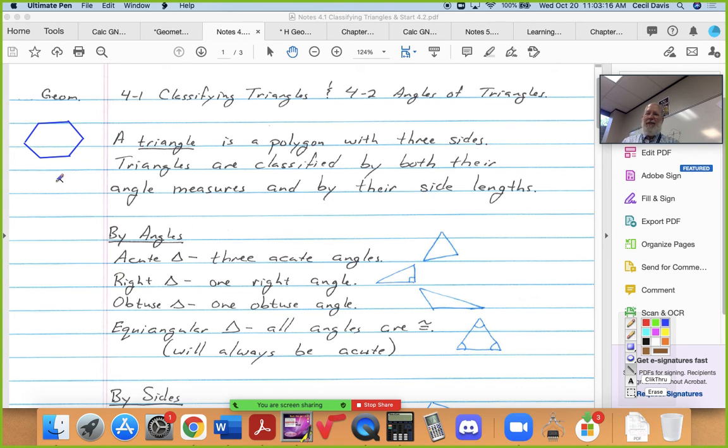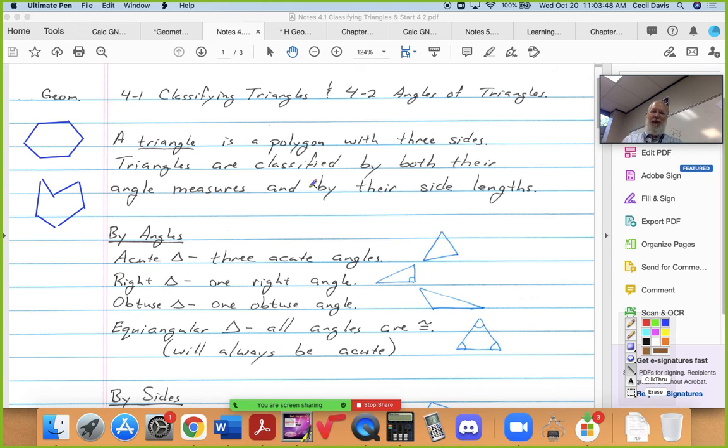That's a hexagon, and although we'll talk more about this later, so is that. When you saw it in elementary school where it was all perfect and everything was exactly the same, that's called a regular hexagon. This one would be very irregular. But if it only has three sides, then it's a triangle.